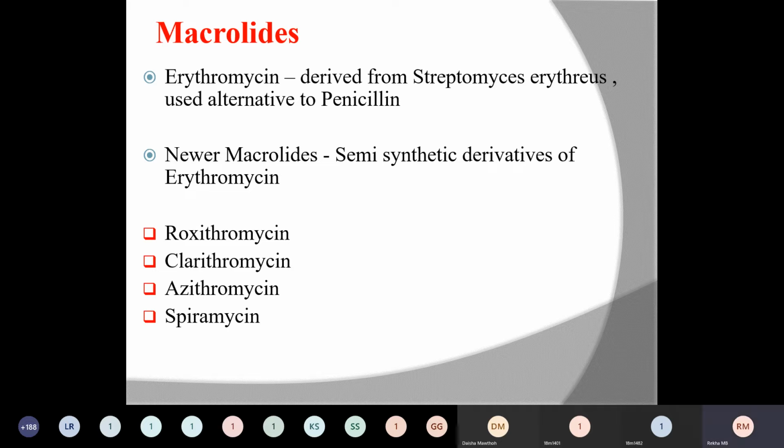A little bit about the source of erythromycin. Erythromycin is obtained from an organism, Streptomyces erythreus. It is widely used as an alternative to penicillin, whereas the newer agents like roxithromycin, clarithromycin, azithromycin, and spiramycin are semisynthetic derivatives of erythromycin.